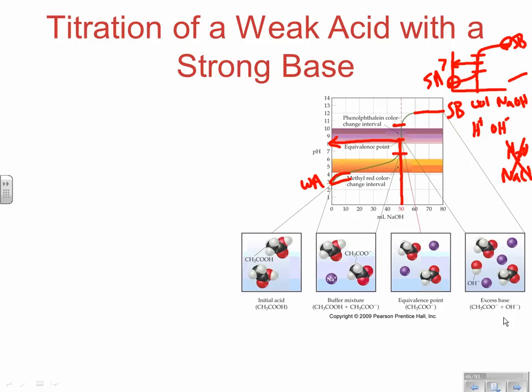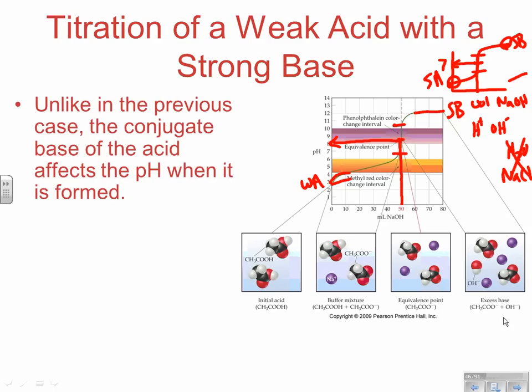So there's a couple of points of interest that are similar but different to what we talked about before with the strong. You should be able to look at this graph and figure out a few things. Now with weaks, there's one other thing on here we're going to end up talking about. But how does it tail at the beginning and the end? That tells us strong versus weak. And where's our equivalence point? How do we find that? How much acid or base was added at that point to get to the equivalence point? And then what actually is the pH at that equivalence point? Remember, if it's not at 7, then you don't have a strong situation. Now, unlike in the previous case, the conjugate base of the acid affects pH.